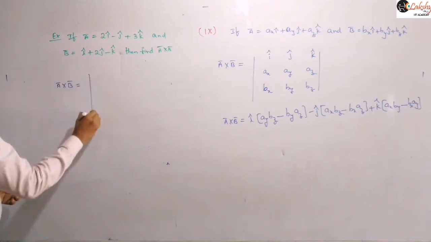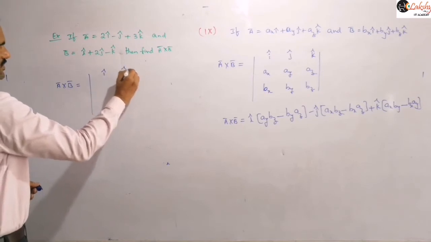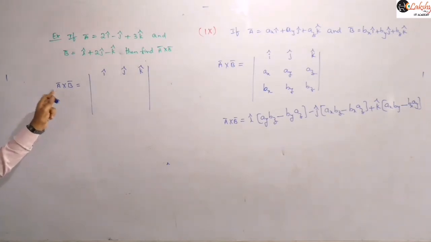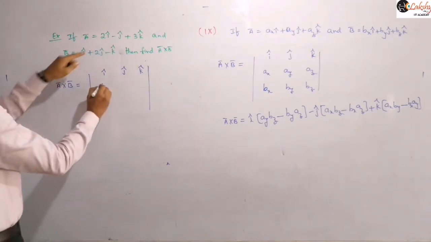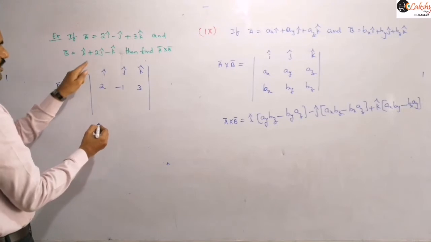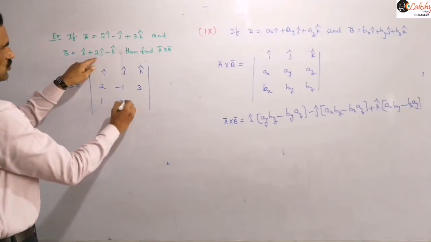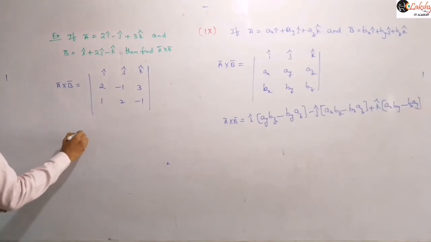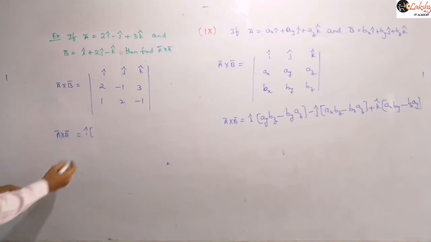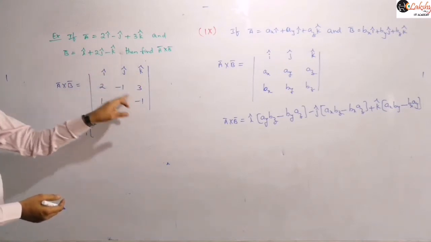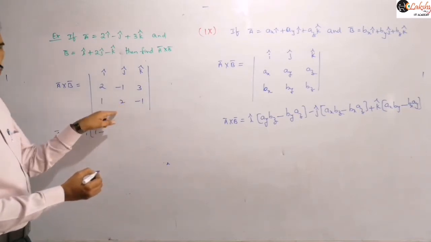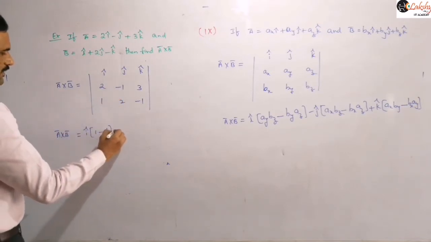So a bar cross b bar is equal to i cap, j cap, k cap. Next we need to write the coefficients of i cap, j cap and k cap of the first vector. The first vector is a bar, so it is 2, minus 1, and along with the sign we need to write 3. And similarly the coefficients of the second vector: 1, 2 and minus 1. Next we need to proceed like that. So i cap into, we need to neglect this column and this row, and multiply these two. Minus 1 and minus 1, 1 you will get, minus, then these two terms we need to multiply, that is 6, minus j cap.